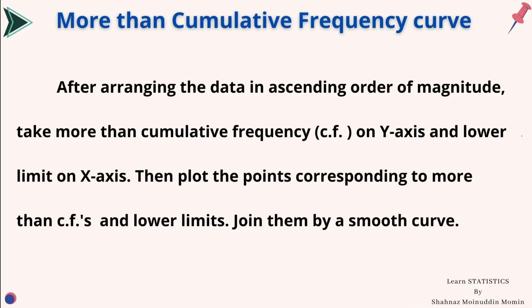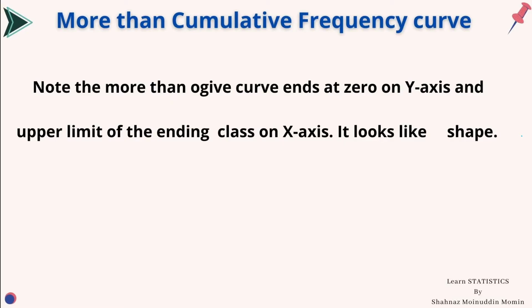In order to plot the more than cumulative frequency curve, arrange the data in ascending order of magnitude, then take more than cumulative frequency on the y-axis and lower limit on the x-axis. After that, plot the points corresponding to more than cumulative frequency and lower limits of the classes. Join them by a smooth curve. Note that the more than cumulative frequency or ogive curve ends at 0 on the y-axis and the upper limit of the ending class on the x-axis.